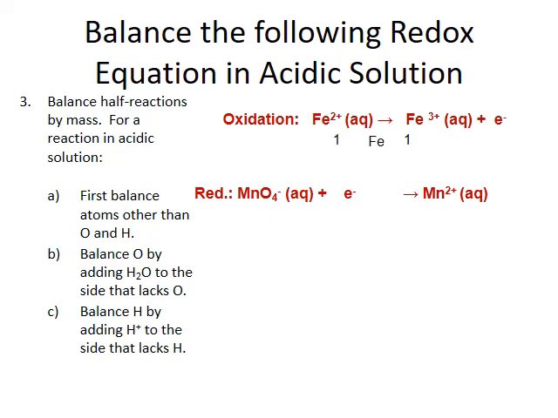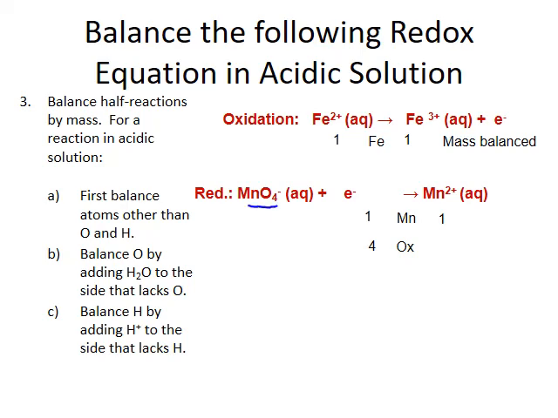And for the oxidation half reaction, this is straightforward. There's only iron present, and it's already present as 1 and 1 on each side, so it's mass balanced as it is. For the reduction half reaction, we balance manganese first. And it's also present as 1 and 1 on each side of the arrow. So manganese is mass balanced, but oxygen in the permanganate is not.